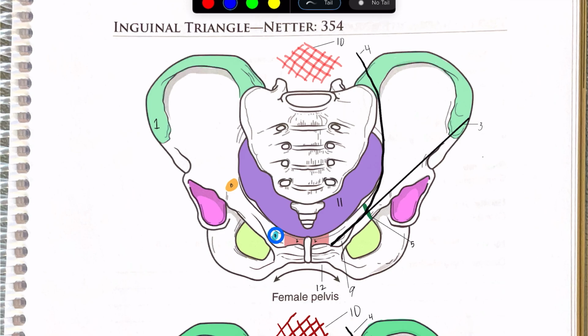Number four is going to be linea semilunaris. If you remember from an earlier video, it follows the edge of the rectus abdominis and creates that half moon shape coming into the pubic tubercle. And then number five is trying to represent your inferior epigastric artery. And if you remember, you have your external iliac artery and vein sitting right there, and those come off of the external iliac artery and vein.